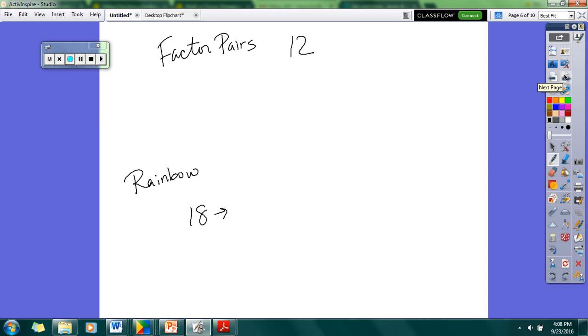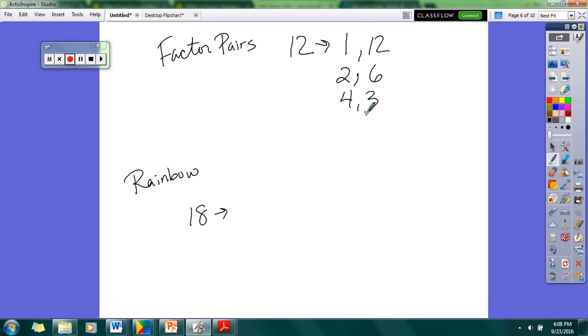So let's take a look. Let's figure out what factor pairs are. So factors are the numbers that can be multiplied to get another number. So if I'm going to look at the factor pairs of 12, I know every factor pair has 1 and itself. Another factor pair would be 2 and 6. And the last factor pair is going to be 4 and 3. Now I can write these in any order because the commutative property tells me that 4 times 3 is the same as 3 times 4.